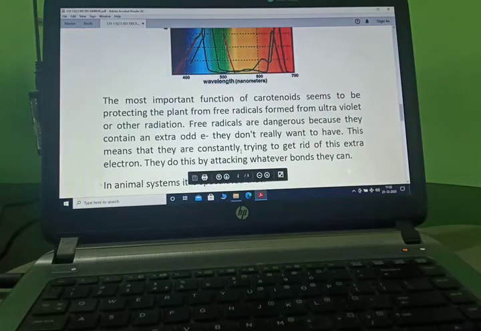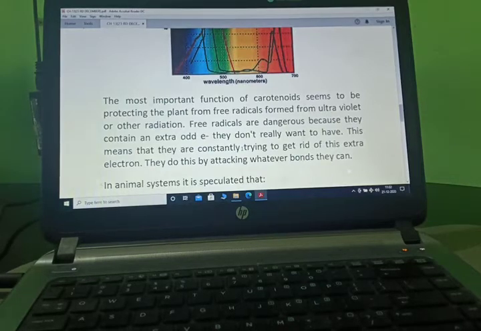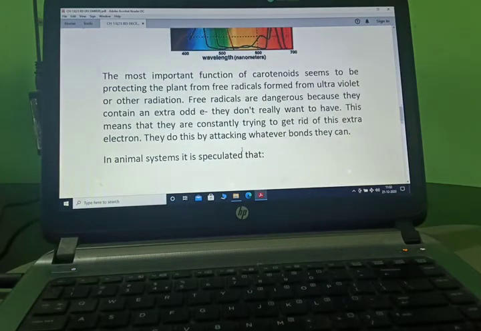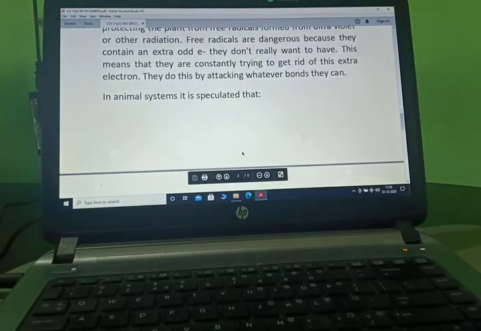The most important function of carotenoids seems to be protecting the plant from free radicals formed from ultraviolet or other radiations. Free radicals are dangerous because they contain an extra electron they don't really want to have. This means that they are constantly trying to get rid of this extra electron. They do this by attacking whatever bonds they can.